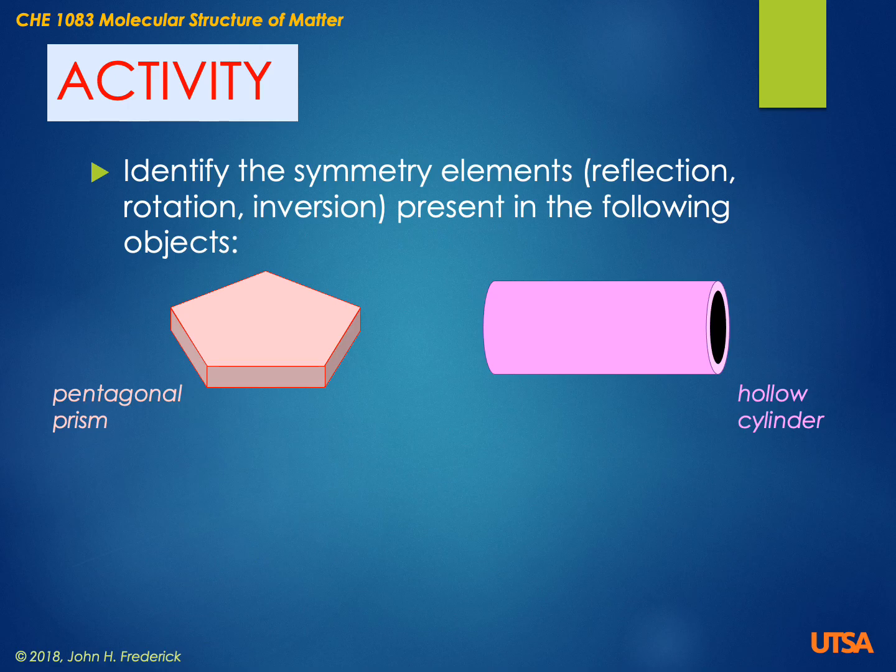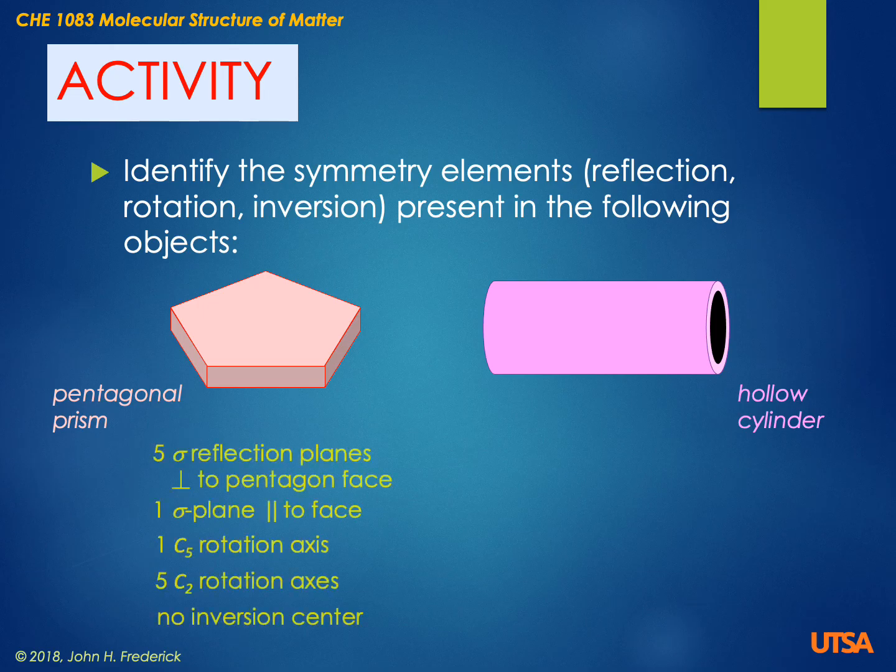As an activity, I want you to take a look at these two objects. One is a pentagonal prism, the other is a hollow cylinder, and decide what the symmetry elements that are present in these two objects are. Now you can pause this video and take a moment, and we'll come back with the answers.